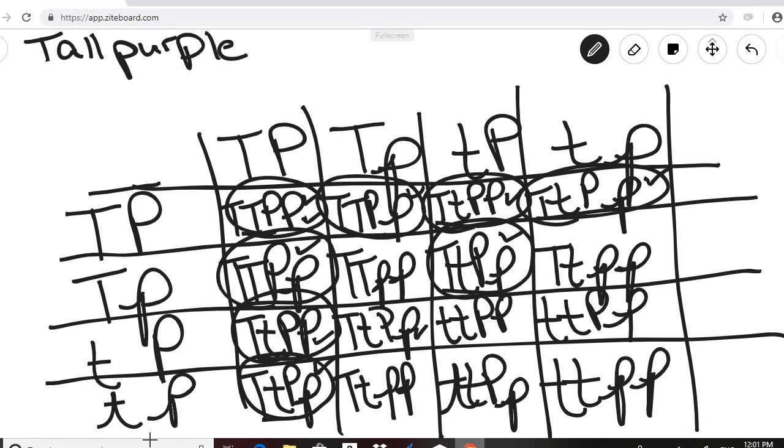One, 2, 3, 4, 5, 6, 7, I missed one, 8. So 9 out of 16 would be tall and purple. Okay, then what other possibilities do we have? We can have tall and white. So let's look for tall and white.